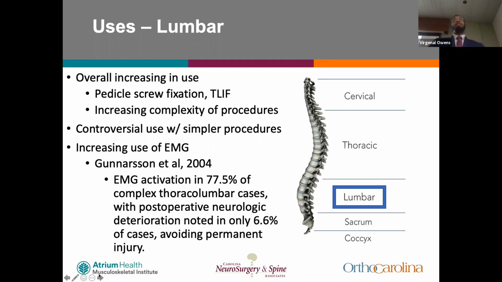Some surgeons argue that the cost and the efficiency and the low level of neurologic injury doesn't really justify using neuromonitoring. So sometimes it depends on who you ask. Overall, there's increasing use of EMG. Gunnarsson et al. looked at EMG activation in 77.5% of a series of complex thoracolumbar cases, and after the activation was addressed, deterioration was only found at 6.6%. So it can really help to avoid permanent injury.